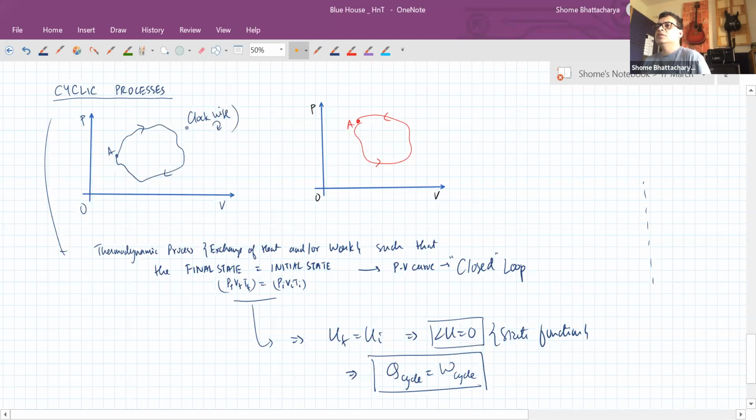This is a clockwise PV graph. This is a counterclockwise or anti-clockwise. So this also has a significance. What is the meaning of clockwise and what is the meaning of anti-clockwise? We'll come to that in a moment. Yes, Piyush, very good, that's correct. Clockwise, we will see, means that Q and W are positive, and counterclockwise means that they will be negative.